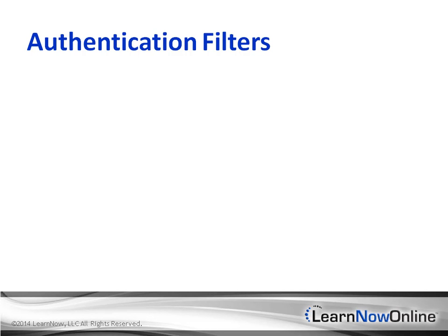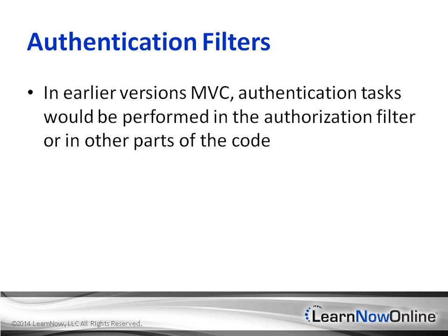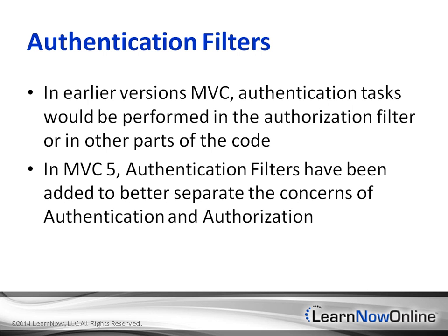Another new feature in ASP.NET MVC 5.1 are authentication filters. In earlier versions of MVC, authentication tasks would typically be bundled with the authorization filter. Basically, if a person needed a certain authorization and they didn't have it, then it would redirect them to a login page where they could then log into the application. But now in MVC 5, authentication filters have been added to better separate the concerns of authentication and authorization.